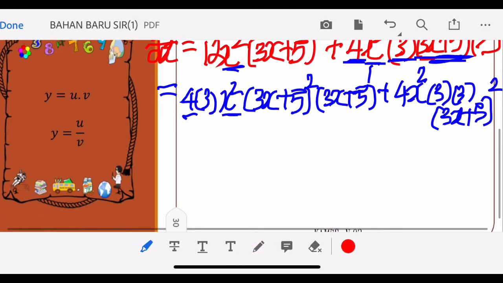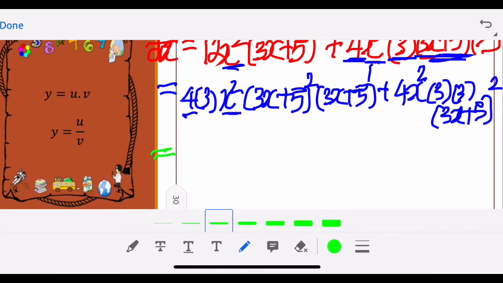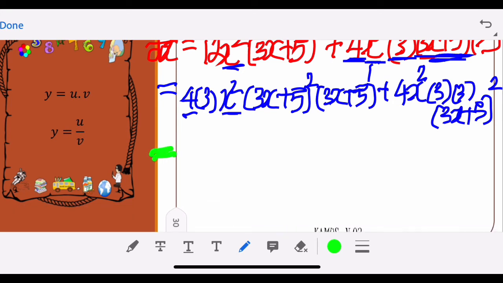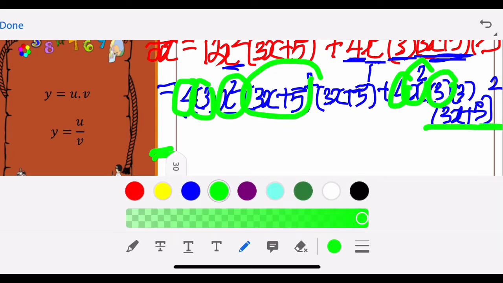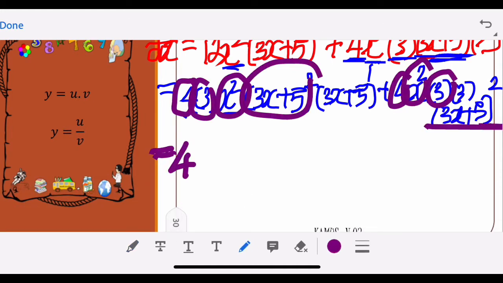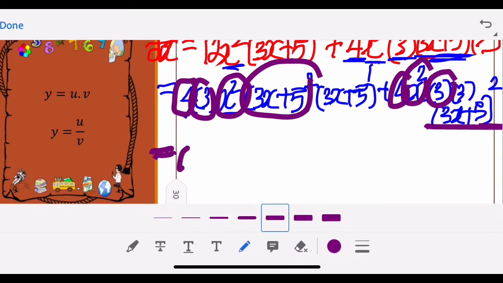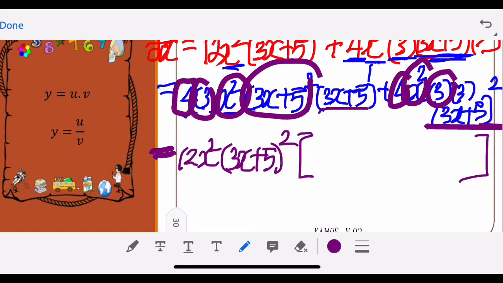Okay, now I'm going to factorize. Now let's see. I can take out the common factor, which is, I have 4, I have 3, I have x squared, I have this thing. I have 4, I have x squared, I have 3, I have this thing, right? So I can take out, let me write down. I can take out 4, x squared. Okay, 4 and 3, we write 12, okay? So I can write as 12, right, x squared, 3x plus 5 to the power of 2. So the balance remaining will be this thing, will be 3x plus 5 power 1, right?